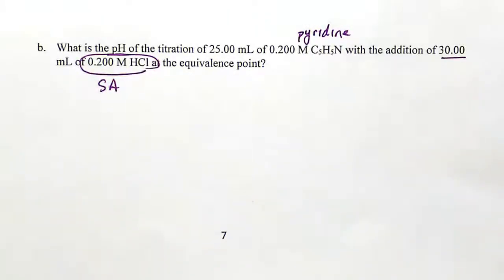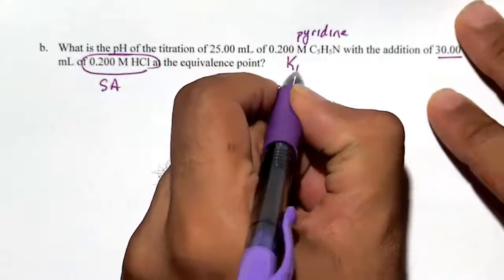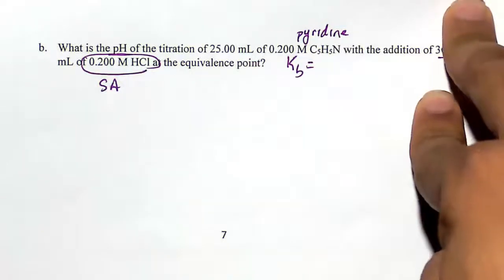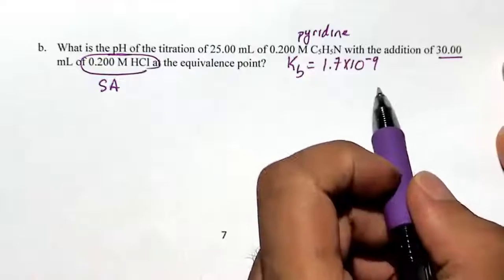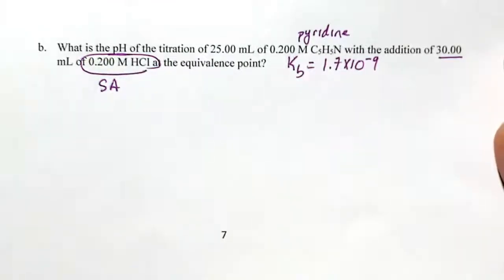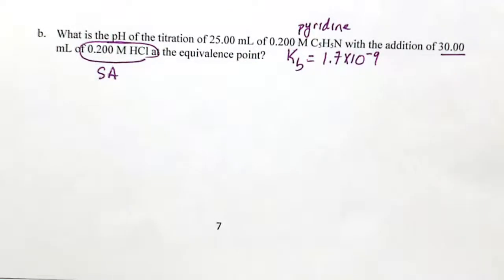And pyridine is not in our list of strong bases or strong acids. It's actually a base. It has a Kb value of 1.7 times 10 to the minus 9. 10 to the minus 9, that's pretty weak. Essentially, we're reacting a strong acid with a weak base.